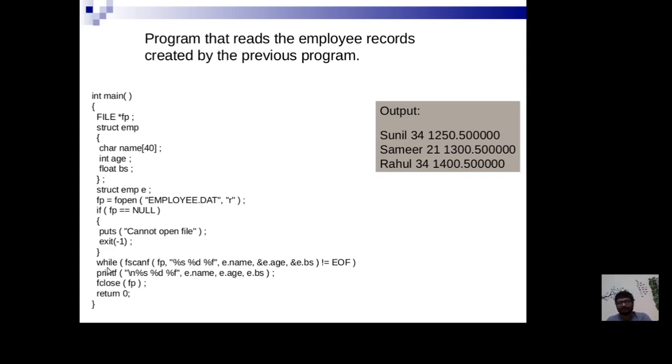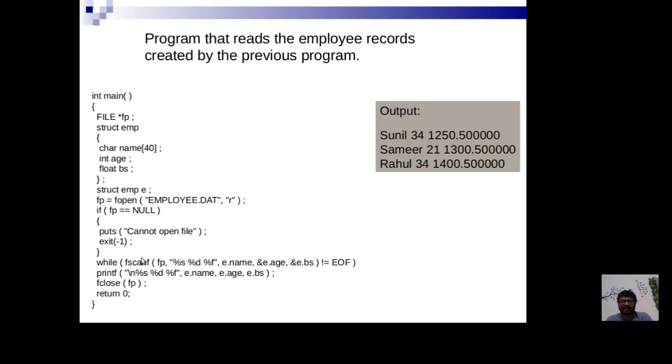Then we read the file and print the content line by line. Each time we use fscanf to read a string, an integer, and a floating point variable. And then I print it in this way: in a new line, I print the name, then a space, then the age, then a space, then the basic salary. And how long do I do it?